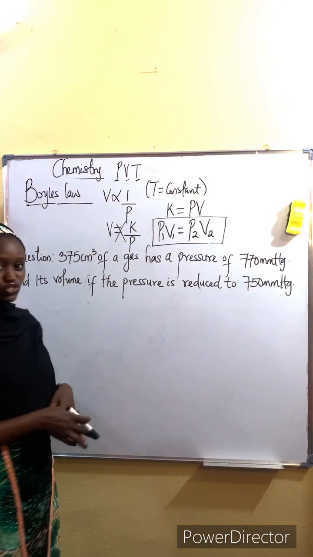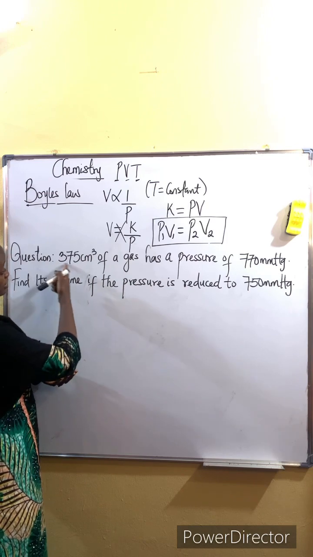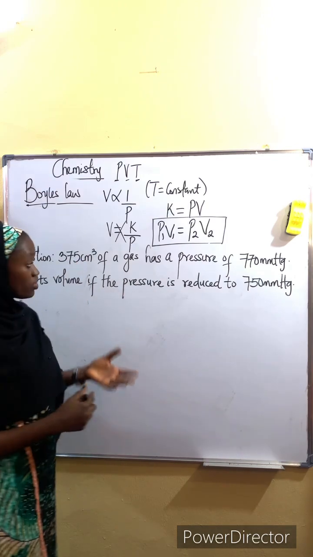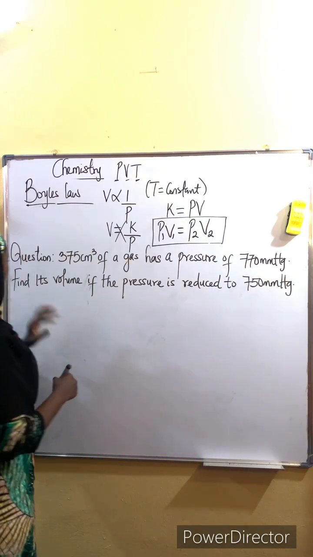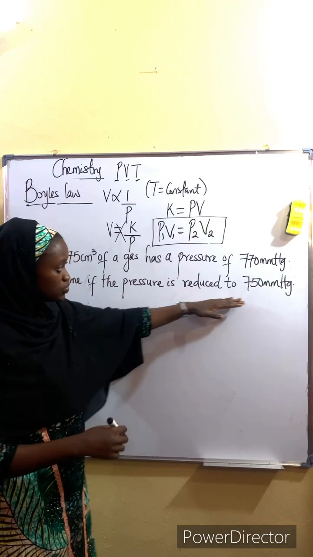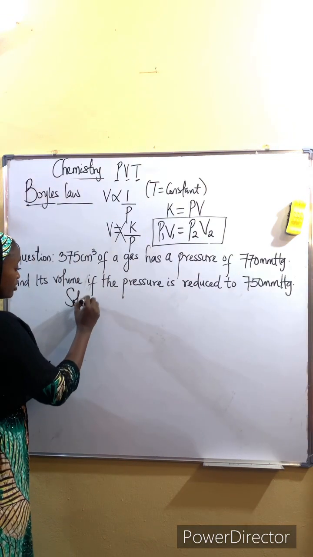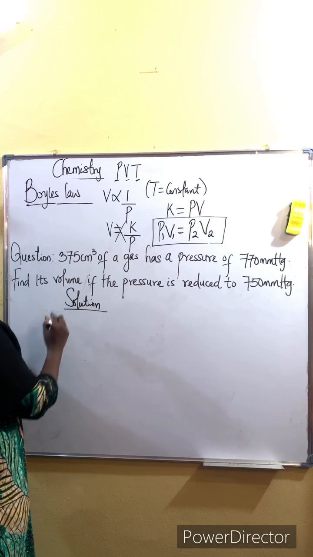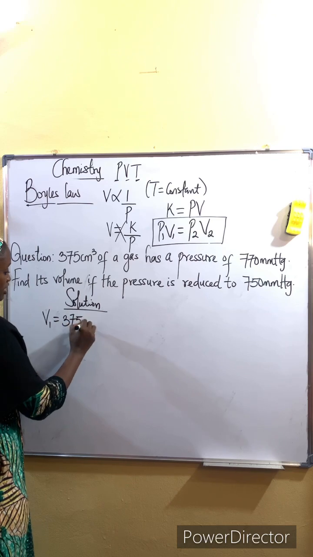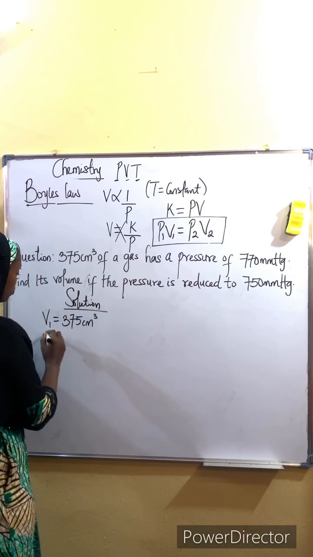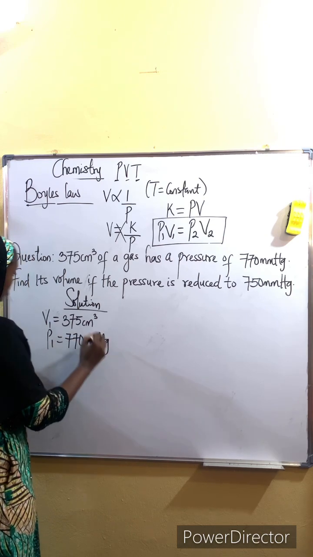So we have one example here to solve on the board. Let's read it out and bring out the parameters. The question says 375 centimeter cube of a gas has a pressure of 770 millimeter mercury. Find its volume if the pressure is reduced to 750 millimeters mercury. So let's solve, first bringing out the parameters. We have V1, the volume, is equal to 375 centimeter cube, and the pressure P1 is equal to 770 millimeter mercury.